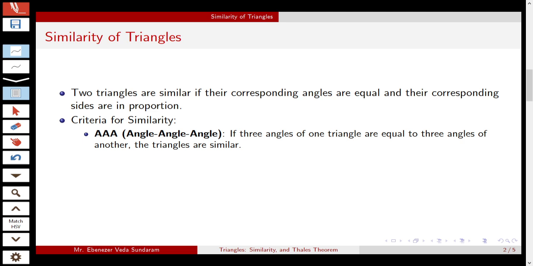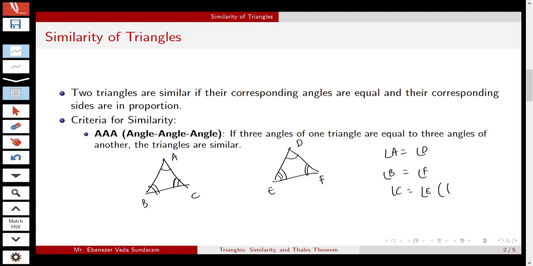Say I take triangle ABC and DEF, and now say angle A equals angle D and angle B equals angle F, and automatically angle C will be equal to angle E. This is a very nice question of asking how. This happens automatically.